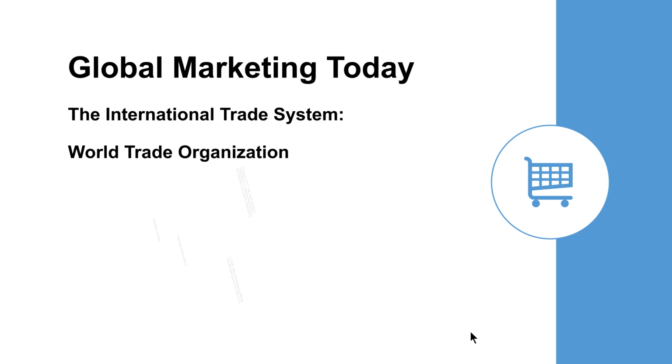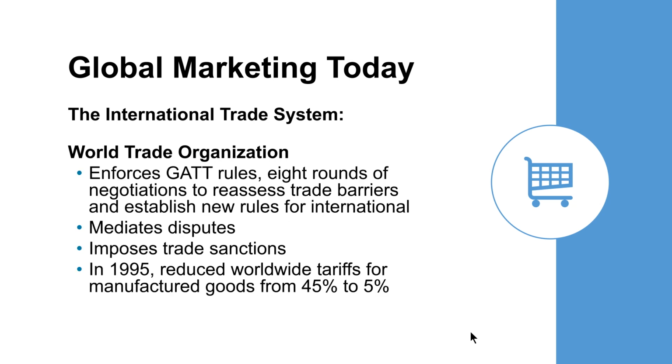So there's also the World Trade Organization, which all of you are really aware of. And what the World Trade Organization does is it enforces the GATT rules. So there's 8 rounds of negotiations to release trade barriers. So GATT is the law and the World Trade Organization is the enforcer. They have 8 rounds and they mediate disputes and they impose trade sanctions when necessary. It can be very effective, and of course it can be ineffective.